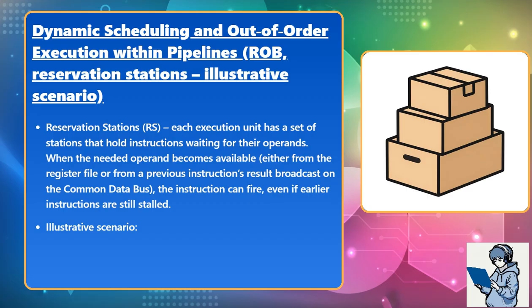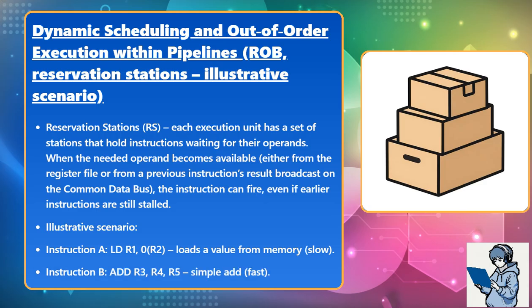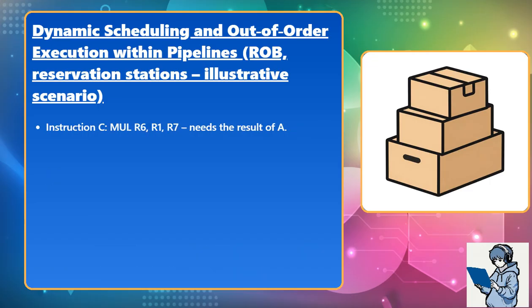Illustrative scenario. Instruction A, load R1 from 0 offset of R2, loads a value from memory, which is slow. Instruction B, add R3, R4, R5, a simple add, is fast. Instruction C, multiply R6, R1, R7, needs the result of A. In a scalar pipeline, B would wait for A to finish, causing a bubble.